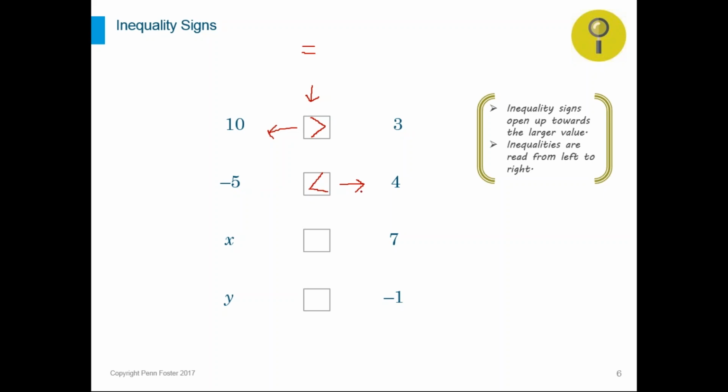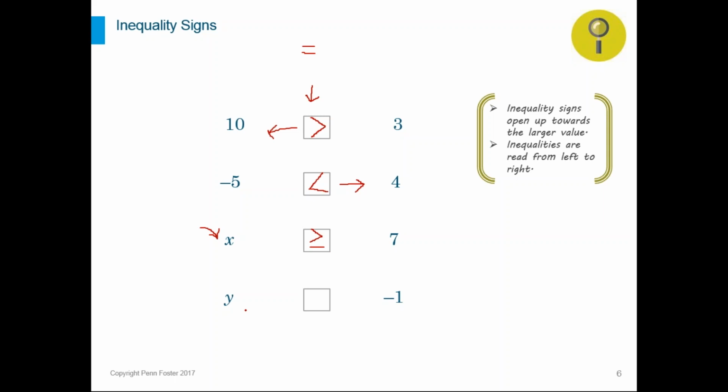Now, with the other two that we have left on the screen, let's say we are saying that x, which is an unknown value, is greater than or equal to 7. What does that mean? It means that x can be any value, such that x can be 7, or any value greater than 7, like 7.5, like 7.2, like 8, like 10, like 100. But x cannot be 1, for example. x has to be greater than or equal to 7. These are the allowed values of x.